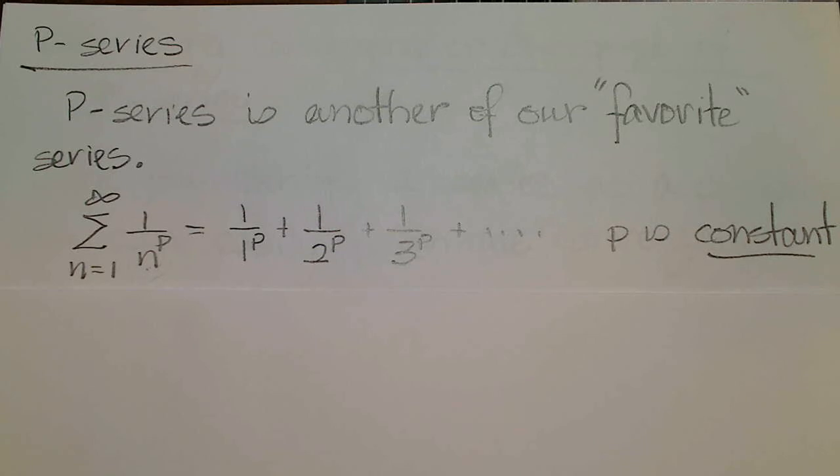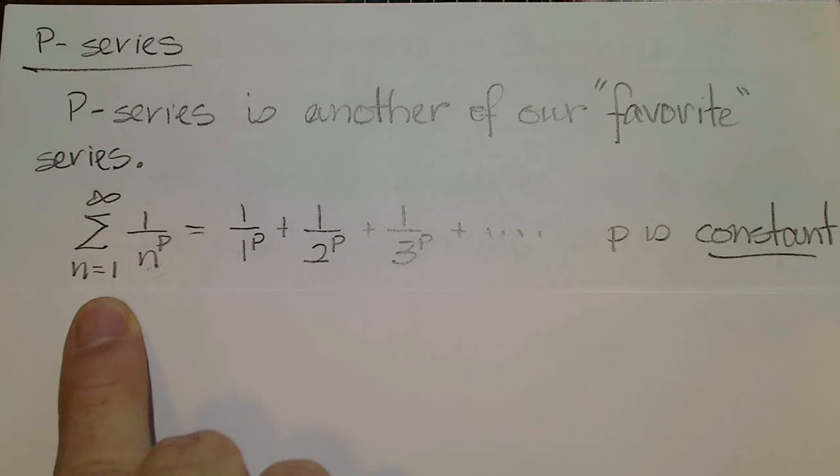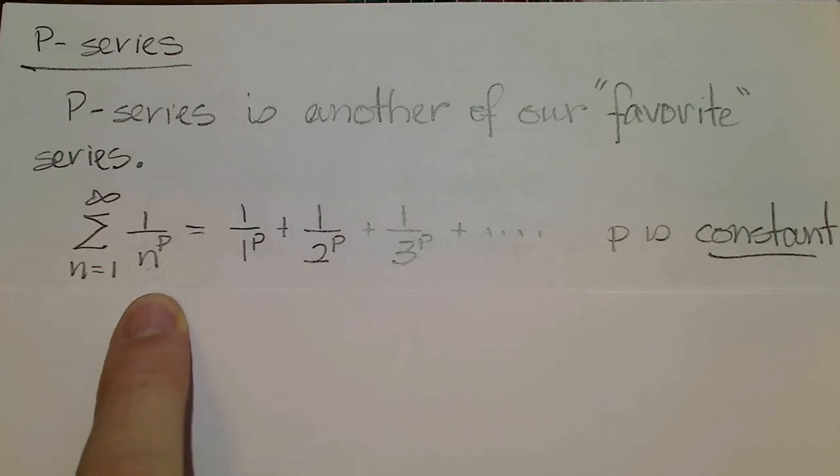In this video, we're going to talk about p-series. Now, p-series is another one of our favorite series because it behaves very nicely and it's easy to determine convergence or divergence. So here we see the form for a p-series. It's the sum n equals 1 to infinity of 1 over n to the p.